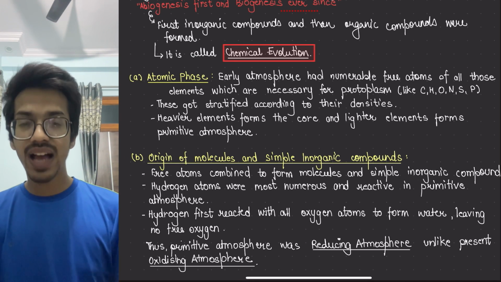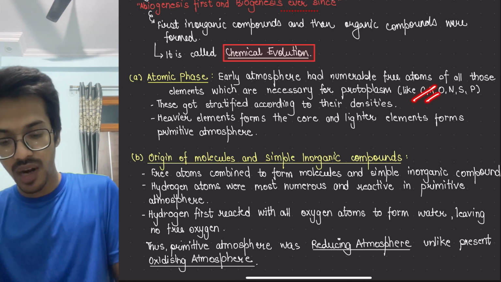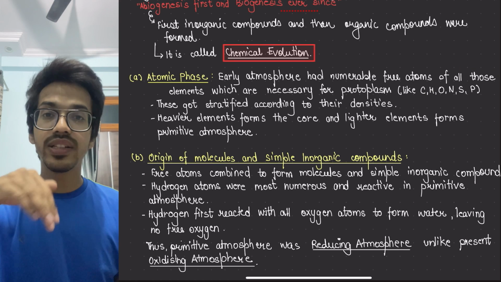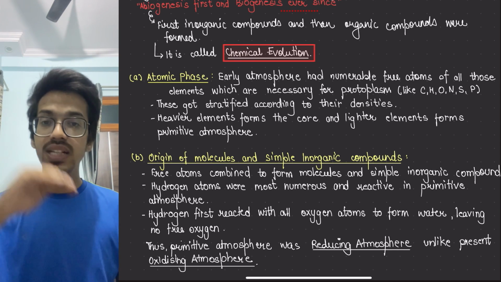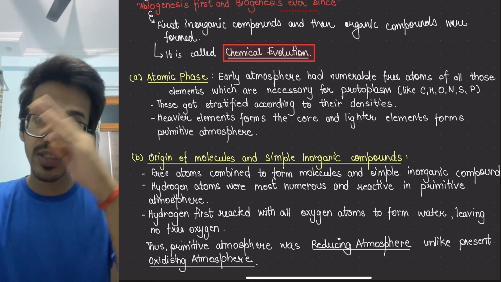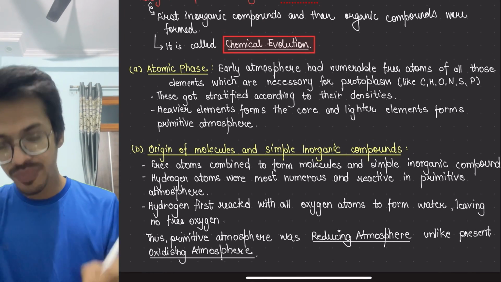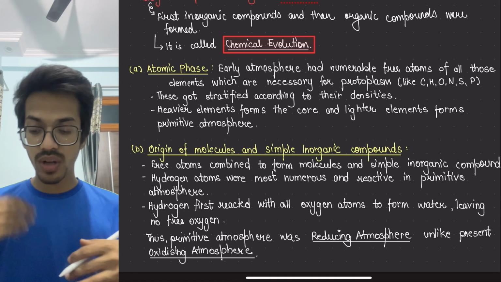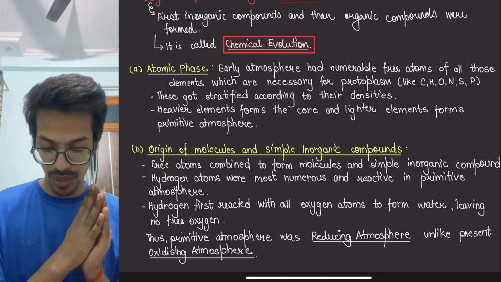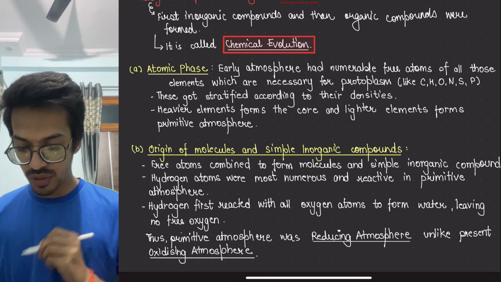The early atmosphere has a lot of elements in their elemental forms, like carbon, hydrogen, oxygen, nitrogen, sulfur, and phosphorus. According to their density, they get layered, or stratified. This means the heavier things go towards the center of the earth, and the lighter things are present on the surface or above. We have already done this before, so the same thing comes over here. Then atomic elements form molecules and various simpler inorganic compounds. These free atoms combine to form molecules and simple inorganic compounds.